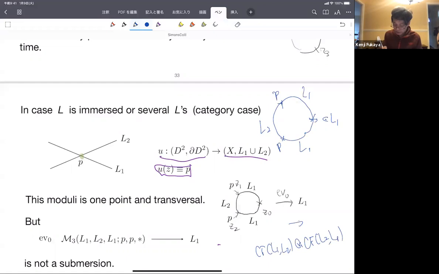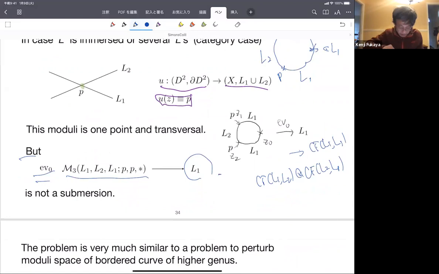Then you observe that this moduli space of constant maps is again just one point, a unique solution, and this one point is actually transversal in this case. However, if you consider the evaluation map from this moduli space to L1 at this marked point, this is not a submersion. This was remarked and pointed out to me. So this implies that if you want to use the de Rham model, we need to perturb this constant map. That's not so good if you want to achieve cyclic symmetry and compatibility with the forgetful map at the same time. So this is a bad case, and that is somehow the problem.